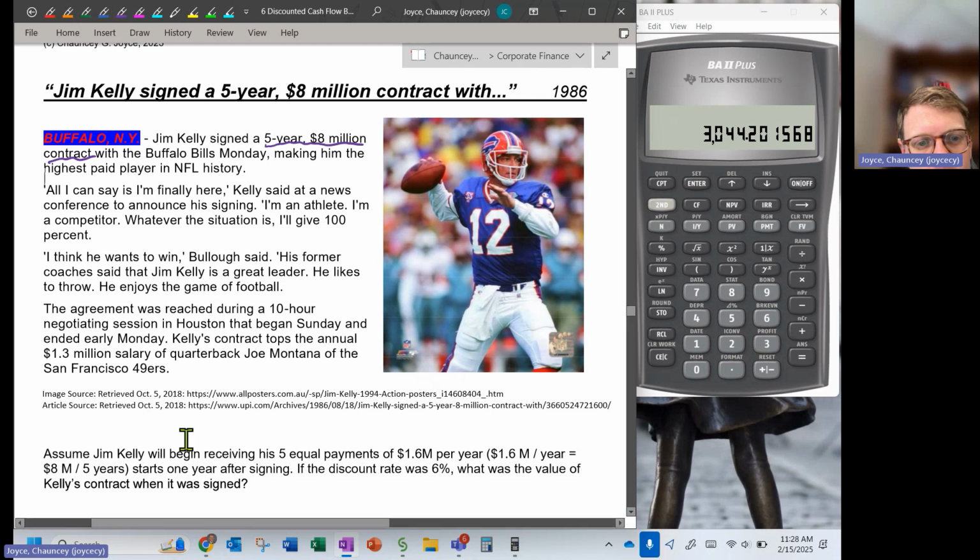The first thing we're going to do is we're going to assume that Jim Kelly will receive this 8 million spread evenly over 5 years. So we'll just take 8 million divided by 5. So 8 million divided by 5 years will come out to 1.6 million per year. I know some of you are thinking that's not very much money, but I'd be happy to take it.